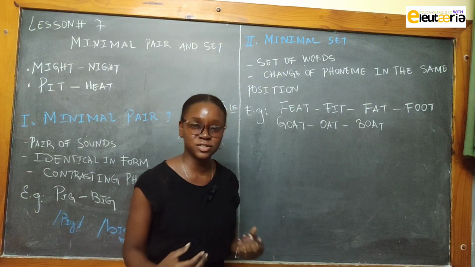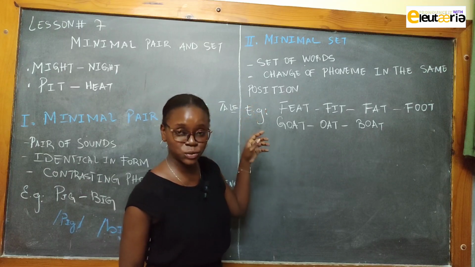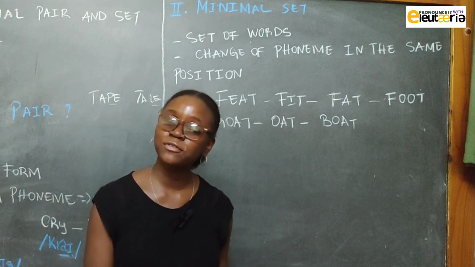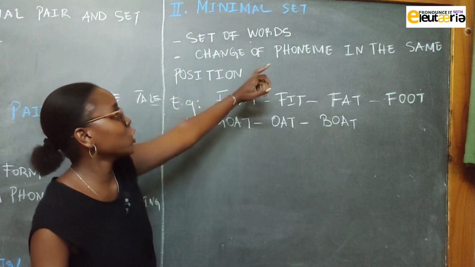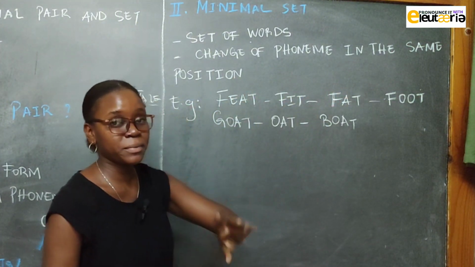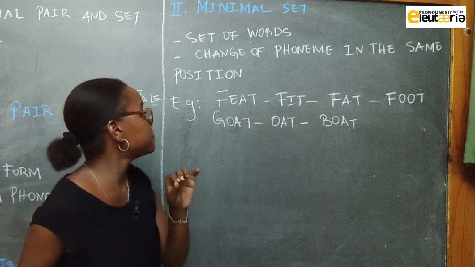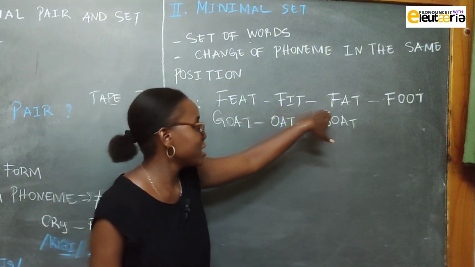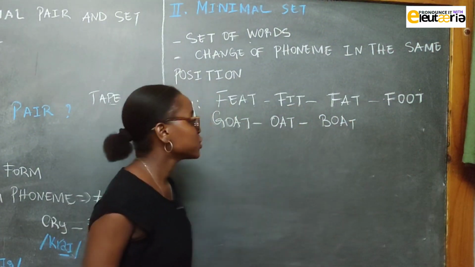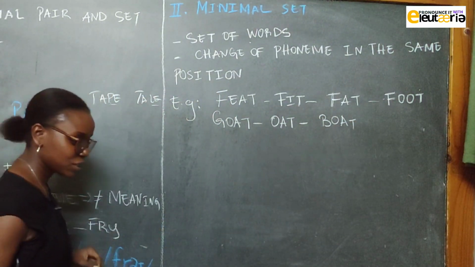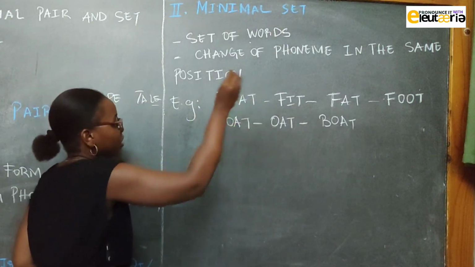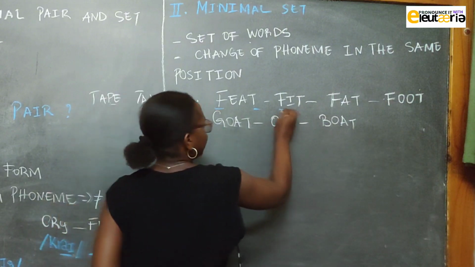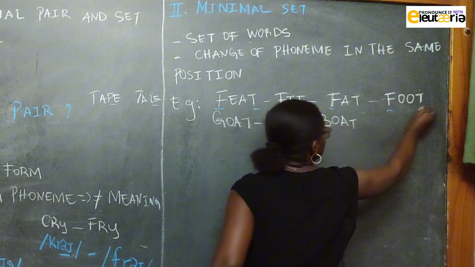So we have more than two words that differentiate one from another by changing one phoneme always, remember, always in the same position. As we can see in the first set, we have feet, fat, and food. So what happens here is that we have as common in all of these words, this sound, F and T, F, T.